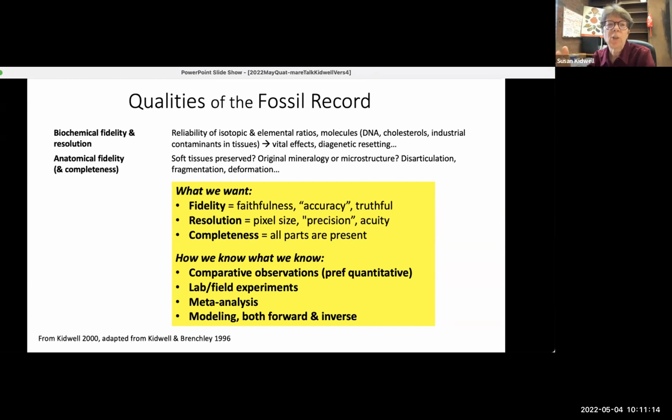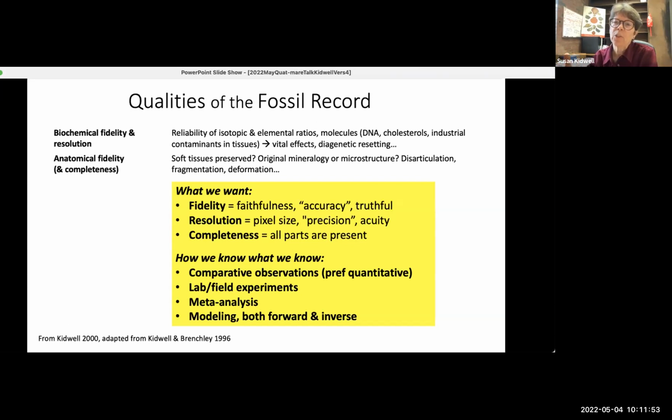And they include a whole list, and I'm going to just briefly run through. For example, we care about what I call biochemical fidelity of the information that we might extract from the skeletal hard parts. By fidelity, I mean the faithfulness, the actual truthfulness of the information. We also care about its resolution, sort of the pixel size. That is the precision, the narrowness, the refinedness of the information. And we also care about the completeness, or all parts present. Anatomical fidelity would be also, sort of morphologic information.